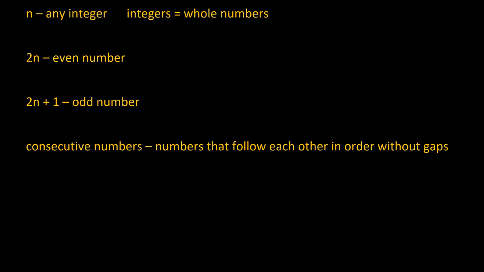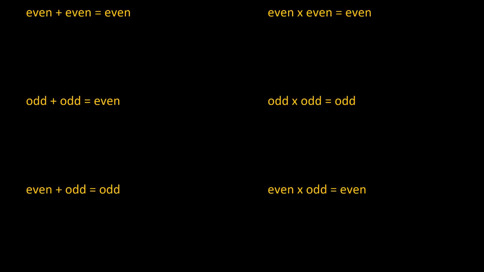Another term that you need to be familiar with is the word consecutive. So consecutive numbers are numbers that follow each other in order without gaps. So for example, 4 is followed by 5, 112 would be followed by 113, minus 5 would be followed by minus 4. Think about it. More things that we need to know and understand or be familiar with, because these kind of things come up a lot.